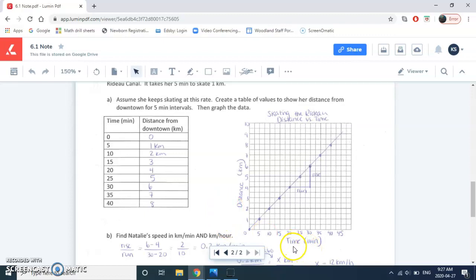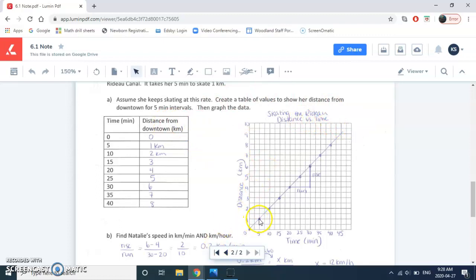Also note with the labels that I've indicated the measurement we're using. So I wrote time and it's in minutes, and distance is in kilometers. Our title is Skating the Rideau: Distance versus Time. Okay, so that's what we're looking at, the distance versus time.